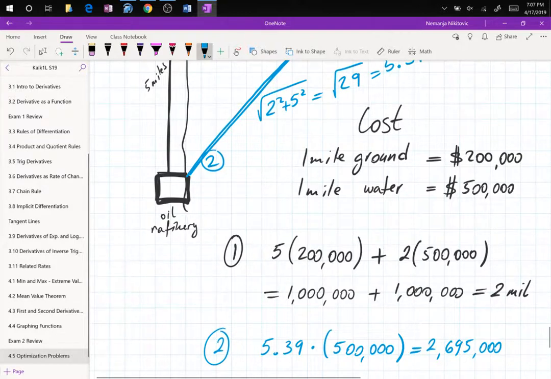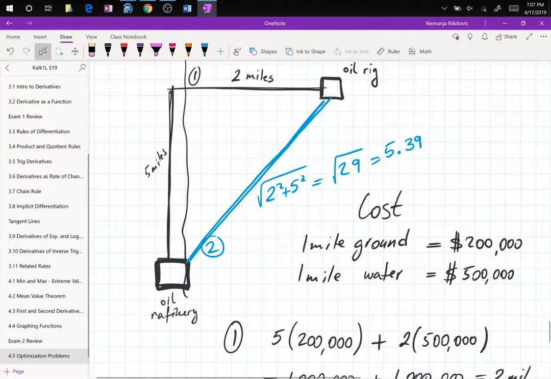Now anyone can run these calculations, right? You're not hired for that. You're hired to optimize. Now where's the optimal route? These are two extremes. Where's the route which will minimize the cost? Well, it's somewhere over there.